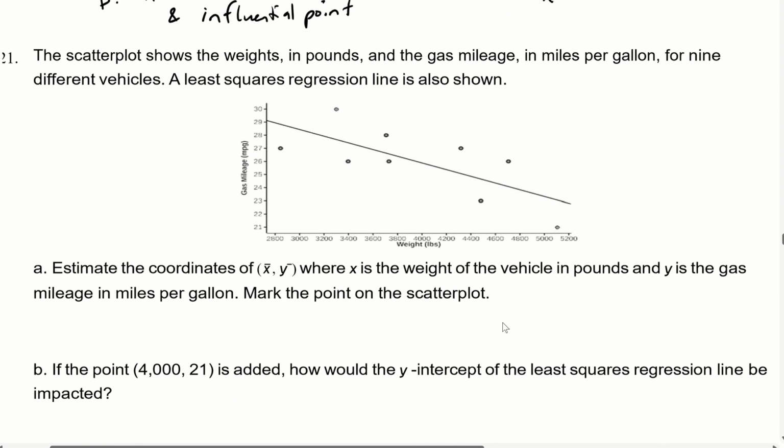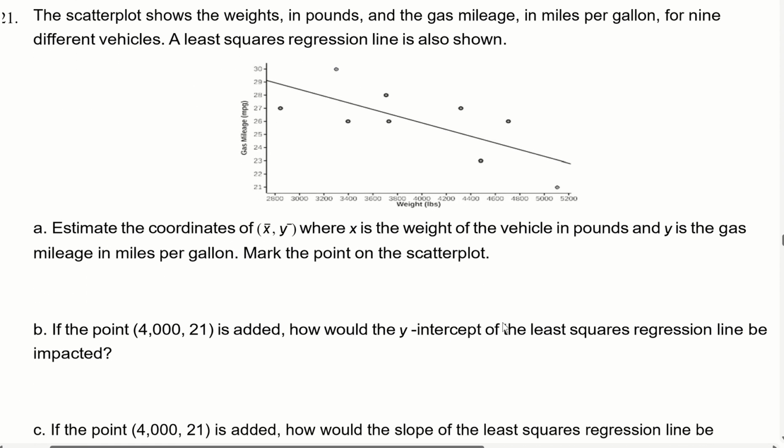All right, and then number 21. The scatter plot shows the weights in pounds and the gas mileage in miles per gallon for 9 different vehicles. A least squares regression line is also shown. Estimate the coordinates of x bar, y bar, where x is the weight of the vehicle in pounds and y is the gas mileage in miles per gallon. Mark the point on the scatter plot. So they want you to estimate it.